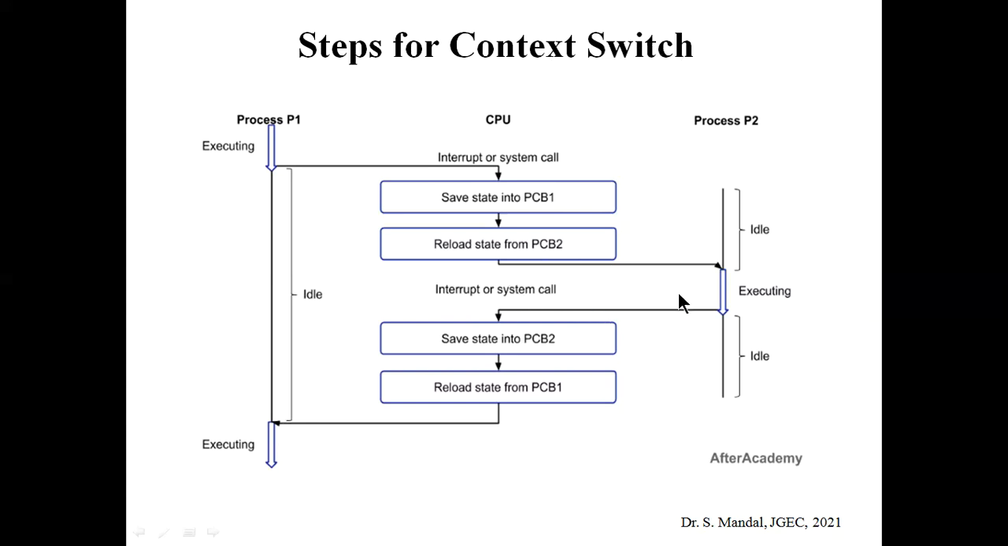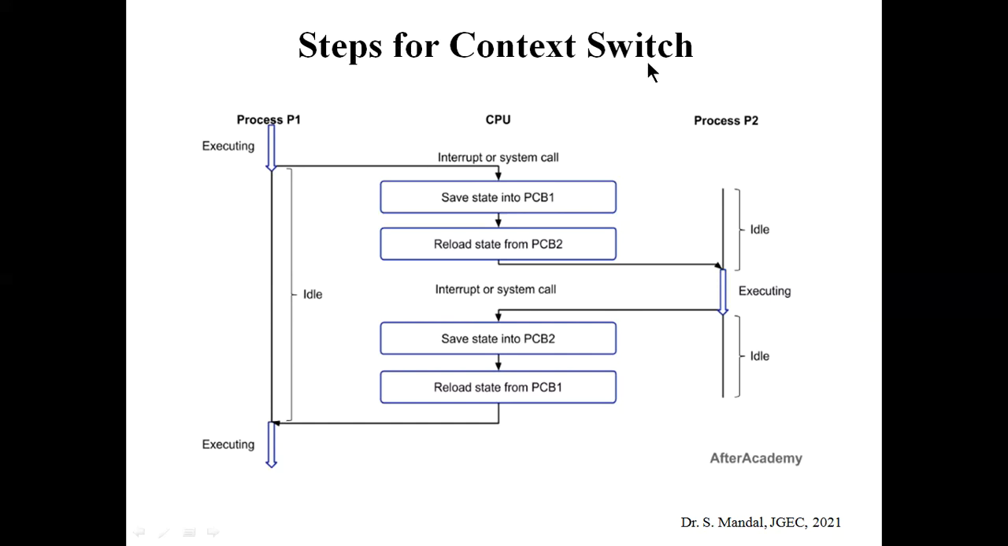You can see that during this interval, the program execution is switched between P1 and P2, and after that from P2 to P1 again. So at this interval, the state of the process P1 becomes idle, and after that again it starts to execute. Okay, so this is the defined step for context switch.